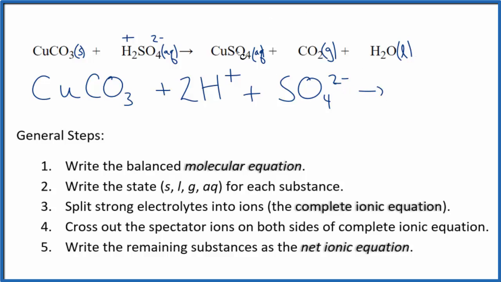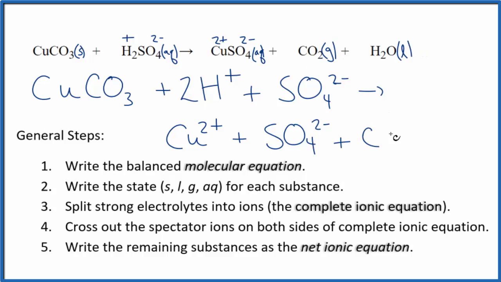For the products, we don't know what copper is, but we do know that sulfate ion is 2 minus. Good one to remember. So the copper has to be 2 plus. So we have our copper(II) ion, and then we have a sulfate ion, that SO4 2 minus. And with net ionic equations, we don't split gases or liquids apart. So we'll have CO2 and then H2O. This is the complete ionic equation.